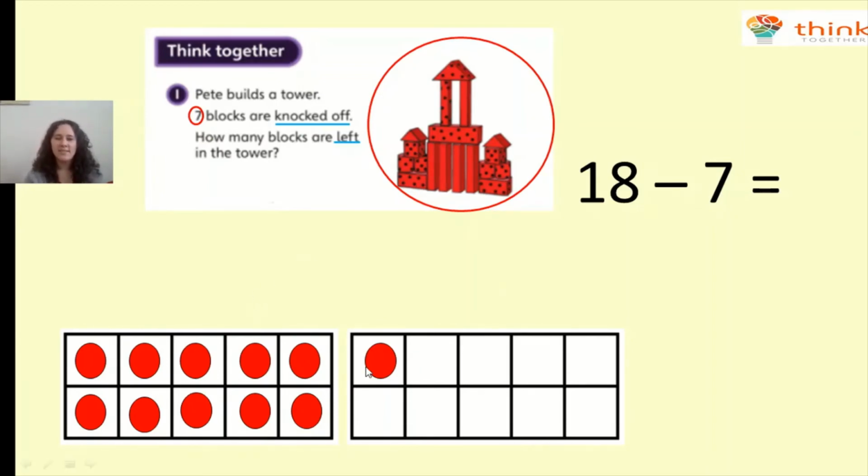Fantastic. Now I need to count how many are left. So I know this is my group of 10 and I can just count on 10, 11. The answer is 11 again. Brilliant. Let's do one last one of these.